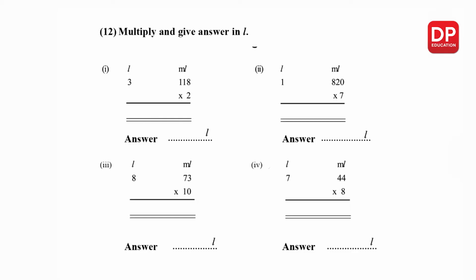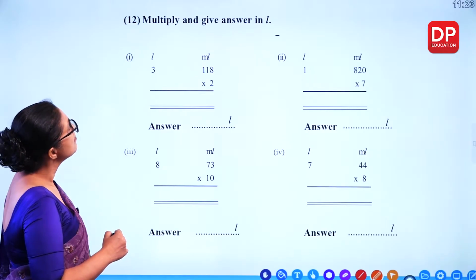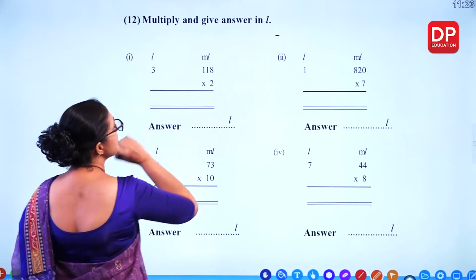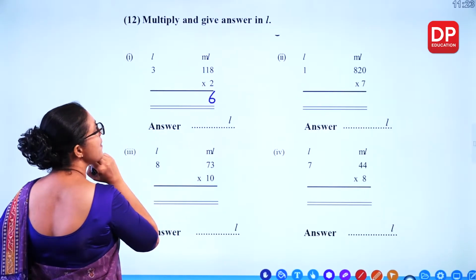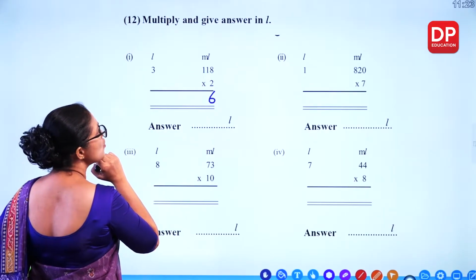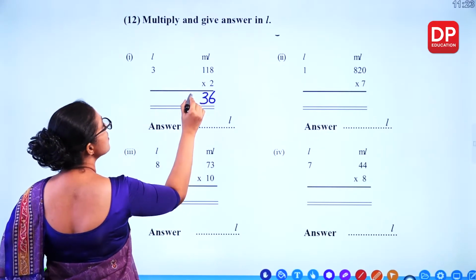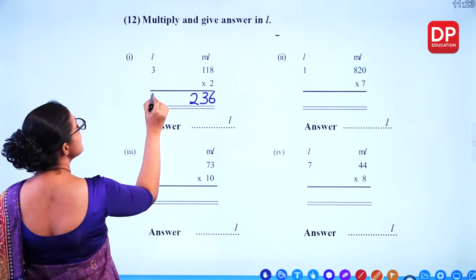Multiply and give answer in liters. Multiply by 2. 2 times 8, 16. 1 remaining. 2 times 1, 2. 2 plus 1, 3. 2 times 1, 2. And 2 times 3, 6.